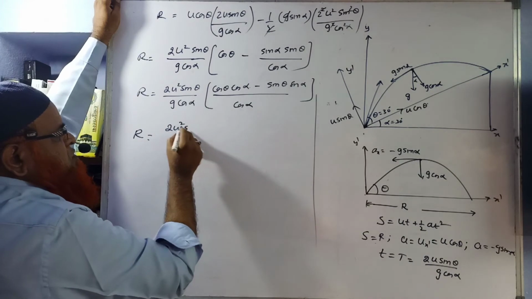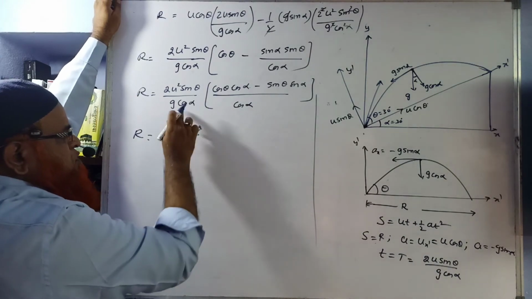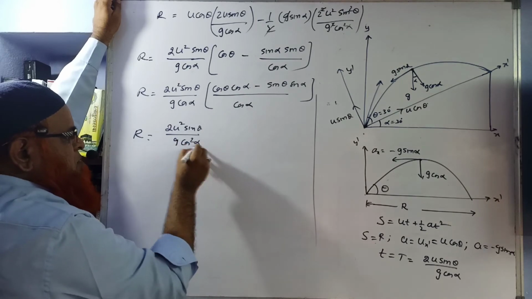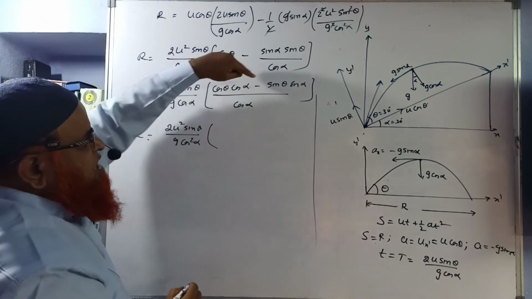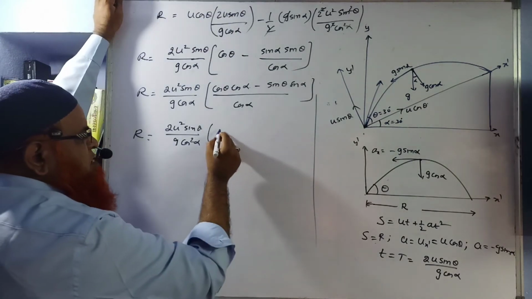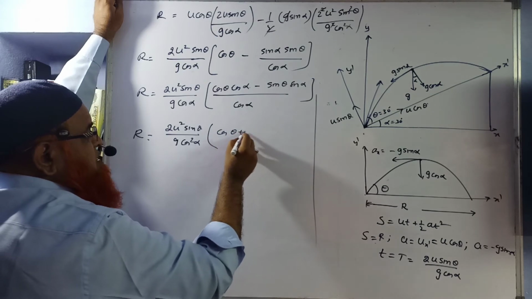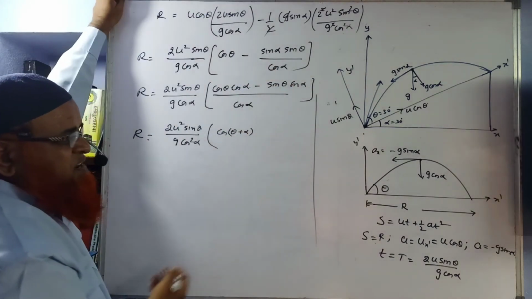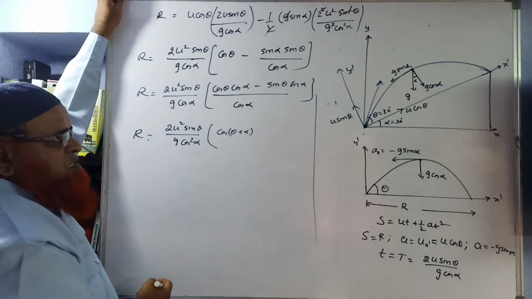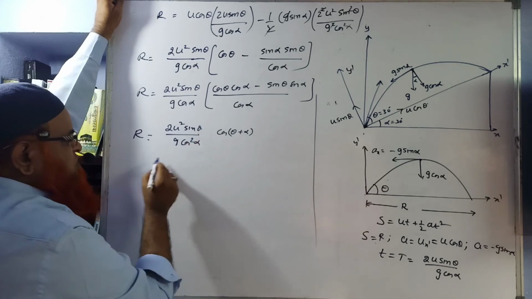So 2u square sin theta divided by g into cos alpha, and cos alpha is going to become cos square alpha. And what is this? Cos A cos B minus sin A sin B is nothing but cos A plus B. It is a trigonometric formula. So I am writing cos A plus B here. So the formula is completed.